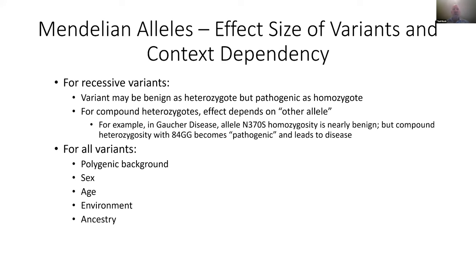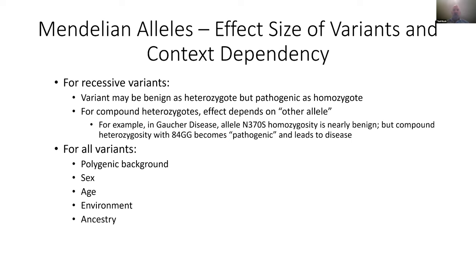So now here we go: context dependency of genetic variants. The most obvious example I could give of genetic context dependency is recessive variants. A recessive variant in a heterozygote, in a carrier, may have no effect whatever. But when it's in a homozygote, it can be pathogenic, and it depends completely on what the other allele is. For example, in Gaucher disease, N370S homozygosity can lead to disease, but it's late onset and often benign, and the individual may not even be affected. But if you're a compound heterozygote with a complete loss of function variant, 84GG, that's now called a pathogenic combination. So the pathogenicity of this allele is completely determined by the other allele that the individual has.